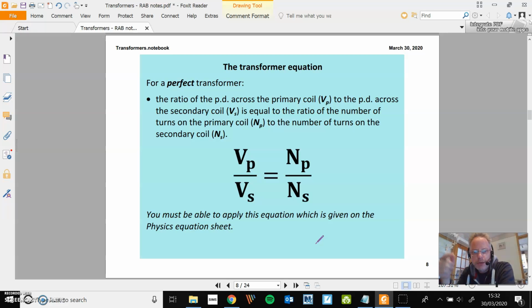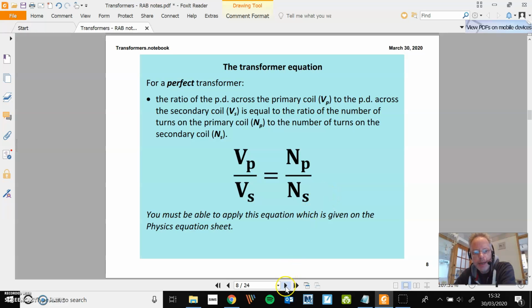Okay, so the ratio of the 2 potential differences is always going to be the same as the ratio of the numbers of turns on the 2 coils. So VP, potential difference on the primary, divided by VS, potential difference on the secondary, will always be equal to the number of turns on the primary divided by the number of turns on the secondary. Now this is an equation that's on the sheet you would get in your exam, so it doesn't matter if you can't quite remember it, as long as you know it exists and you know what to do with it.